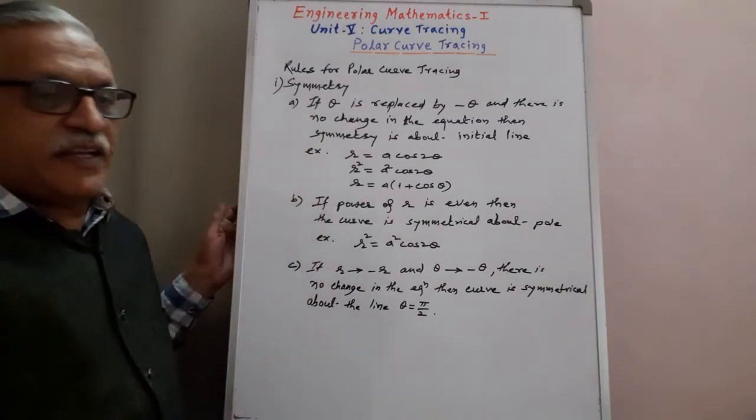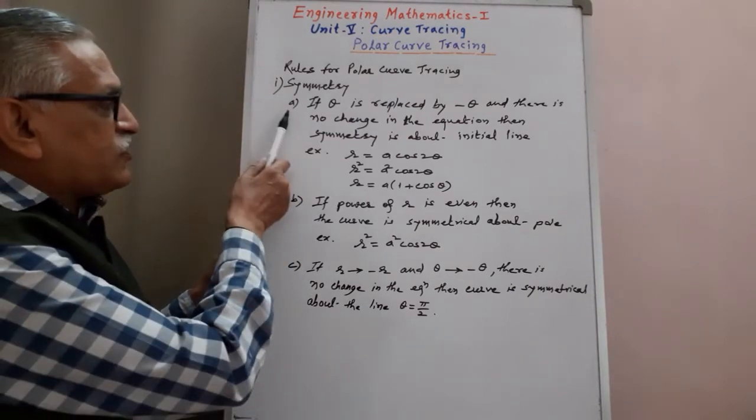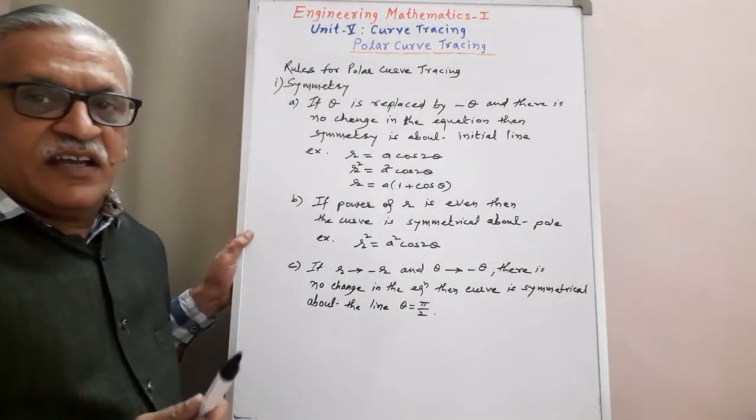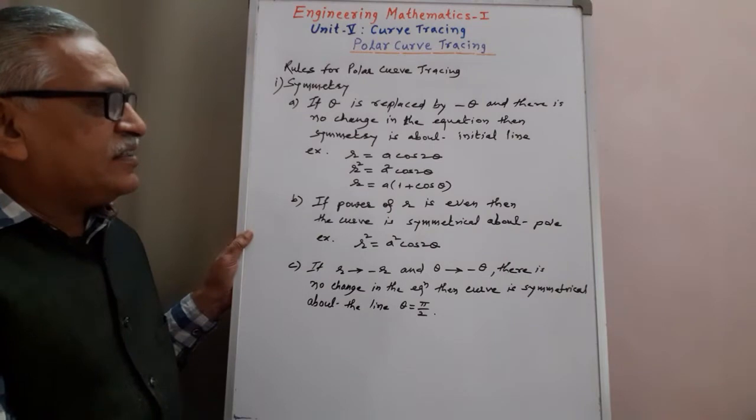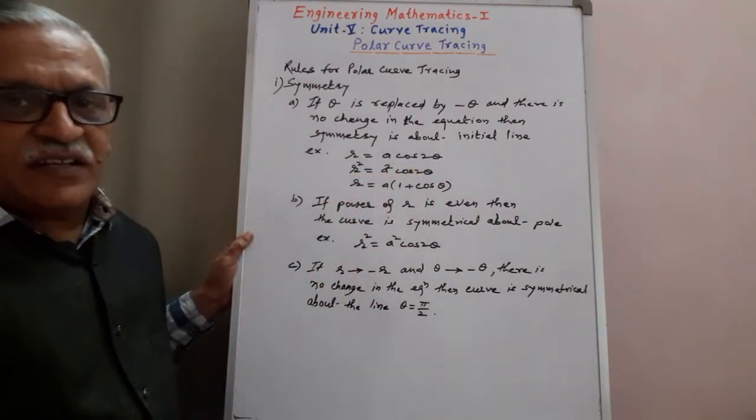The first point is symmetry. There are three types of symmetry. First, if theta is replaced by minus theta in the given equation and there is no change, then the curve is symmetrical about the initial line.